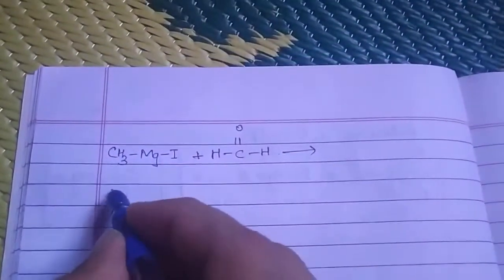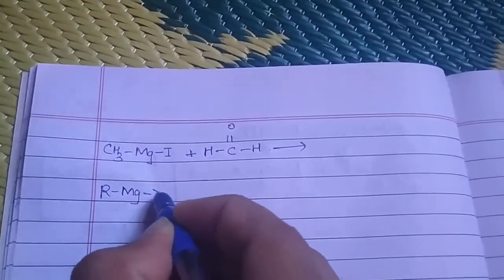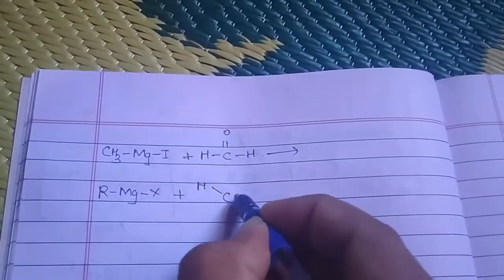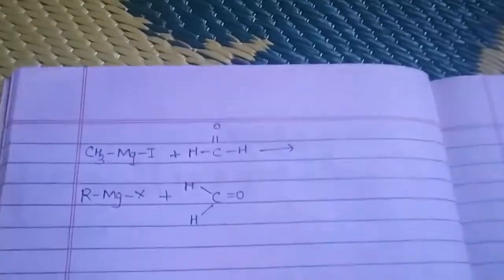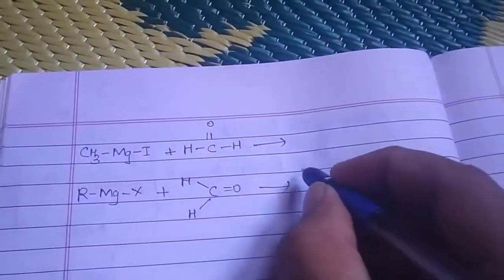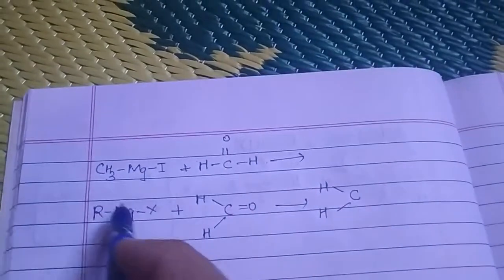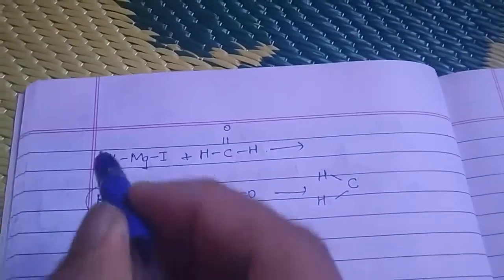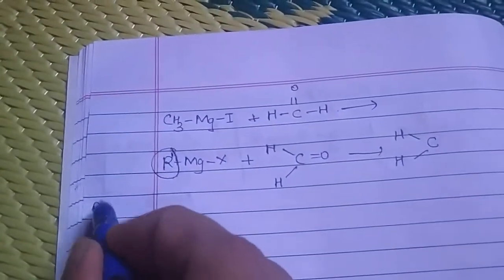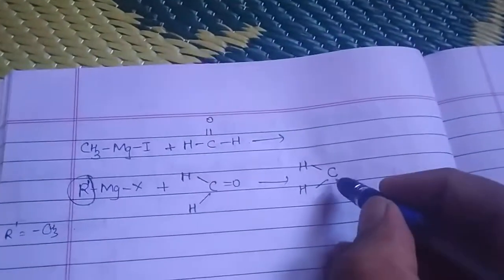What is the general format? If I take it as RMgX, which is being treated with HC double bond OH, is that true? First, an adduct should form. So how will it form? HCH. Now let us call this R as R dash. You should remember that R dash in the given group is CH3. Don't get confused. You first write the general reaction.